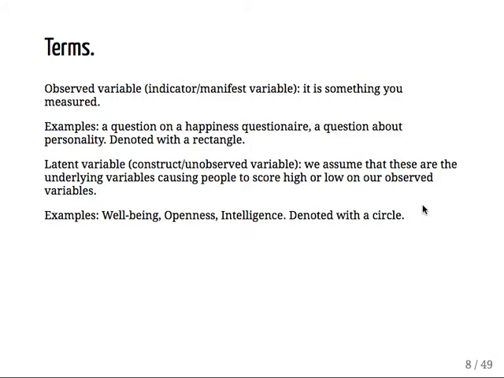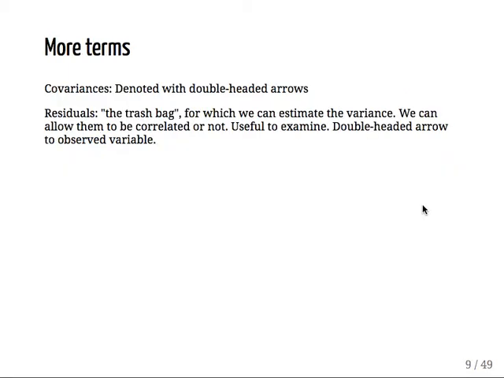And they're denoted with a circle, again, similar to what we had last week. So we also have in our diagrams covariances, so things which are correlated. Those would be double-headed arrows. You can think of them as correlations, but they're not standardized. And residuals. You remember residuals from regression. We also looked at residuals.